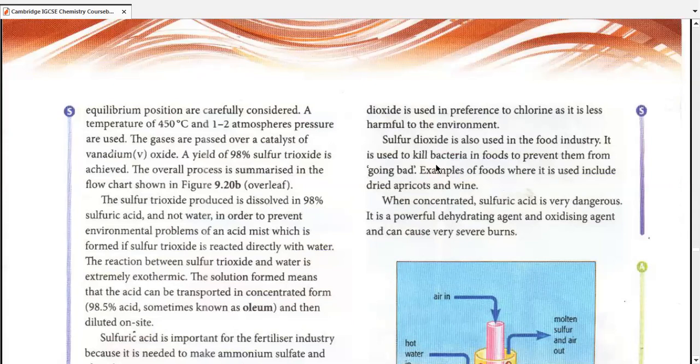Number two, second use. Sulfur dioxide is also used in the food industry. It is used to kill bacteria in foods and to prevent them from going bad. The foods where it is used are dried apricots and wine.